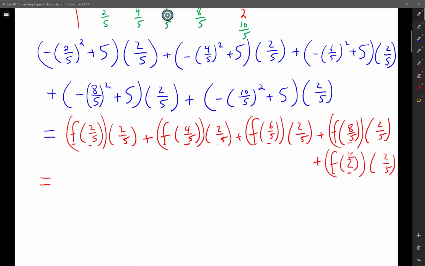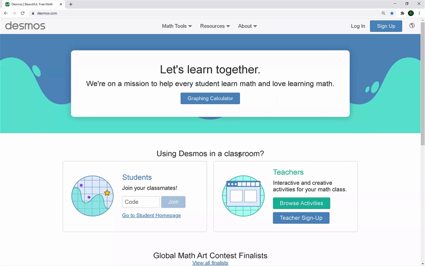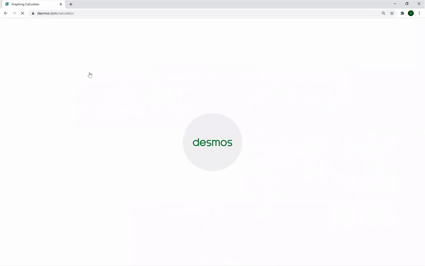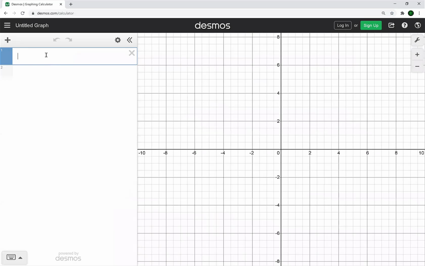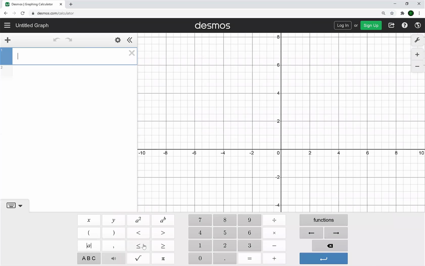So let me go to Desmos, and let me share my screen. Share. All right. I don't care about the graph, but I already put it up, so too bad. Let's see. What do I want? I want the function.